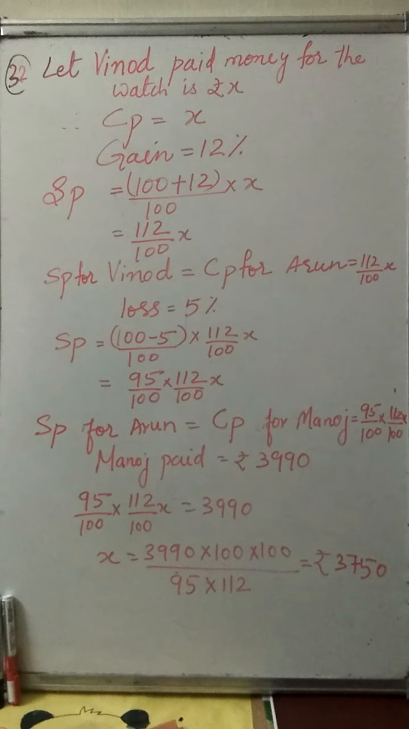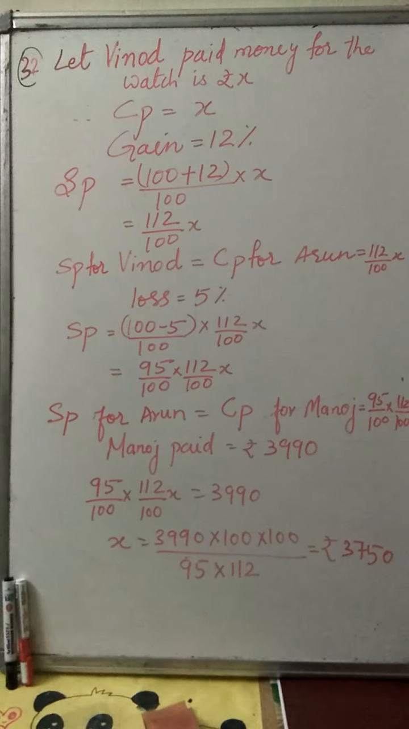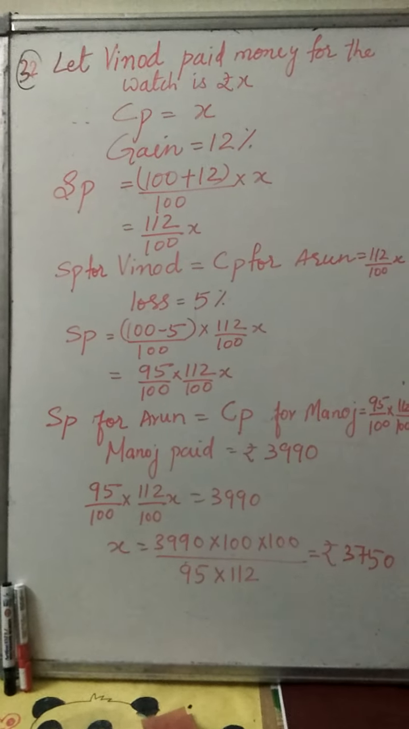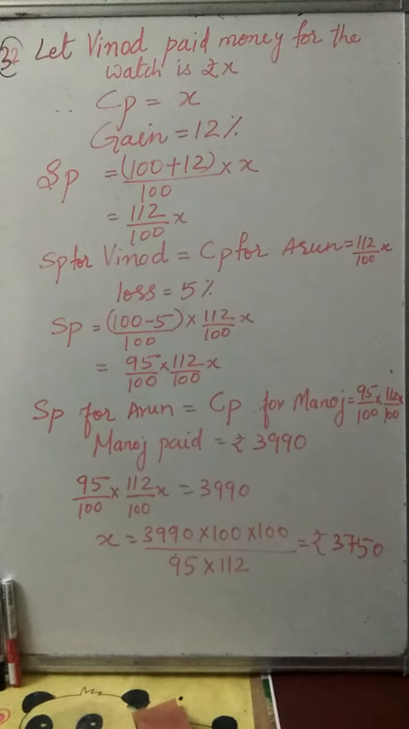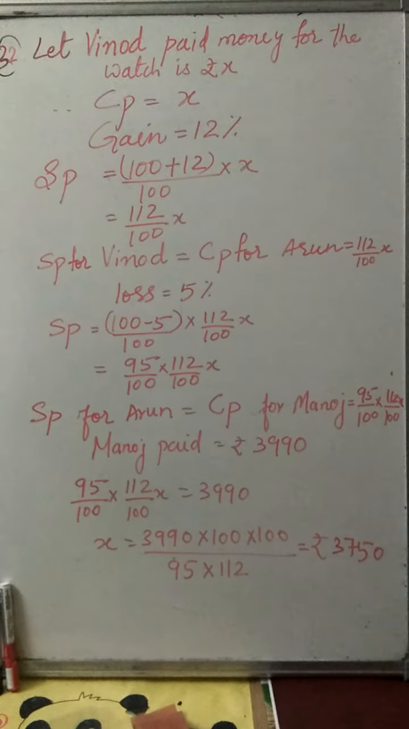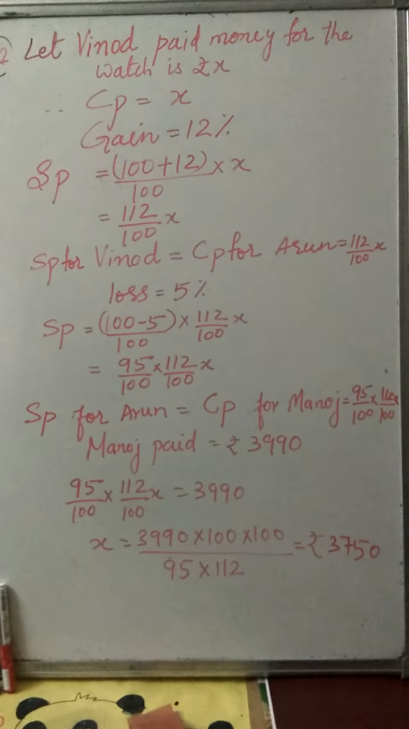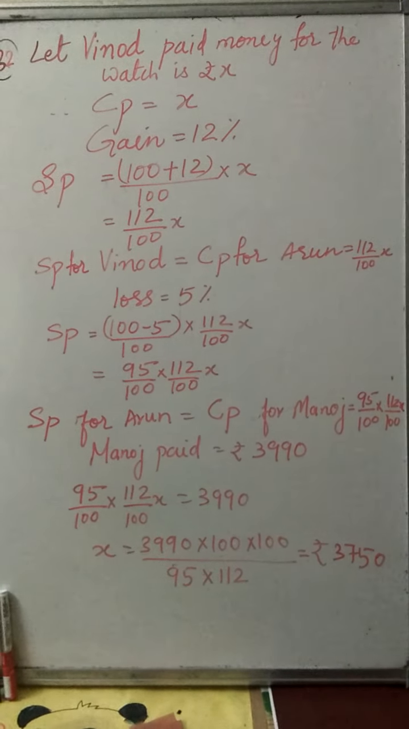Now question number 32. Vinod sold a watch to Arun at a gain of 12%, and Arun sold it to Manoj at a loss of 5%. If Manoj paid rupees 3990 for it, how much did Vinod pay for the watch?